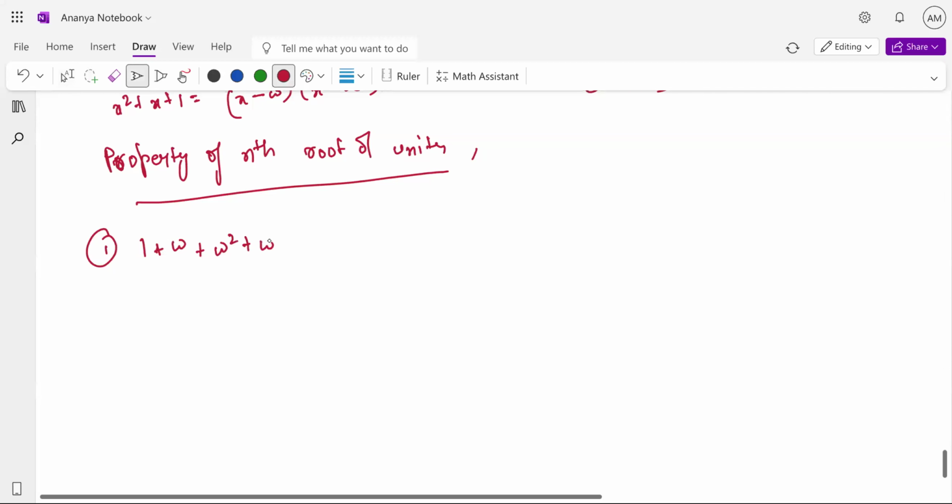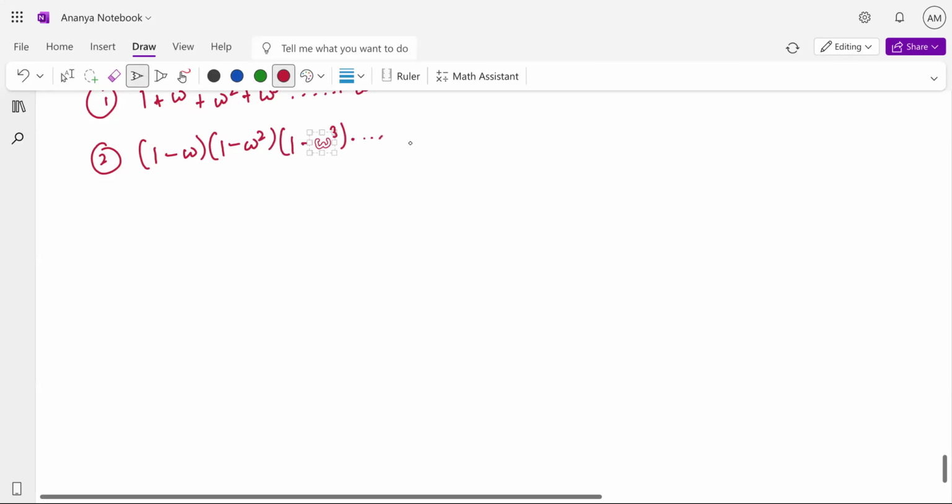Also, if you do something like 1 minus omega, 1 minus omega square, 1 minus omega cube, and so on, up to 1 minus omega to the power n minus 1, it will result in how much? n. Yes, sir. So these are some of the properties.